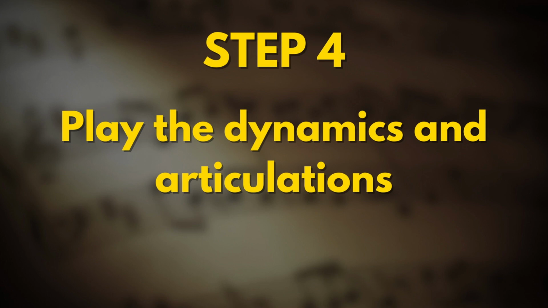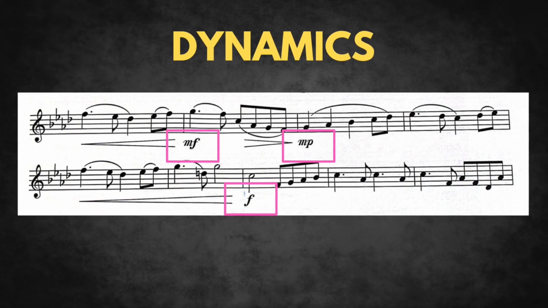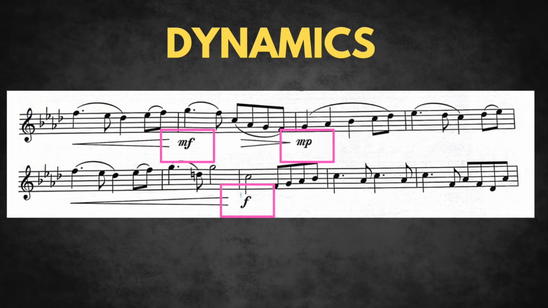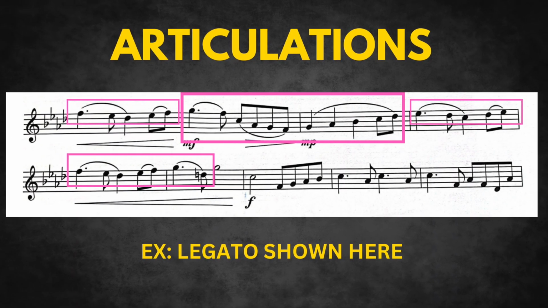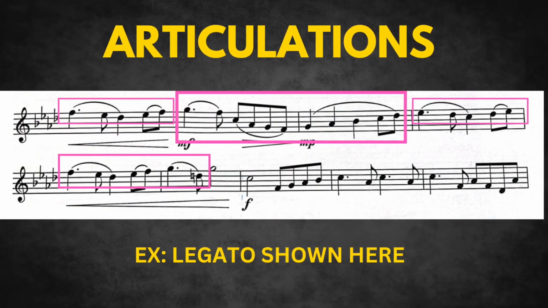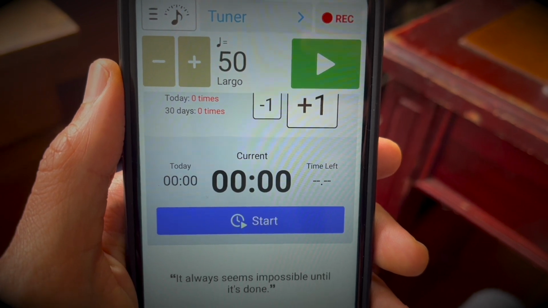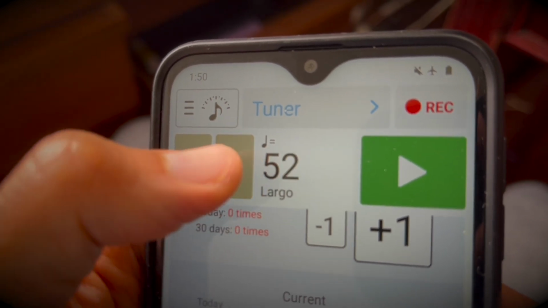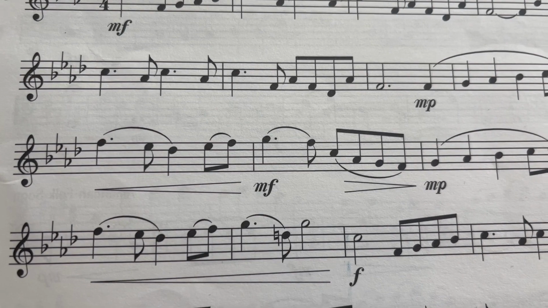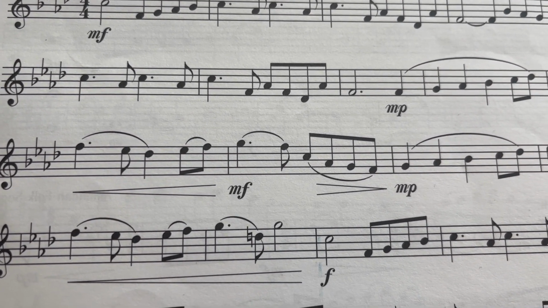Step 4. Play the dynamics and articulations. Now that you can confidently handle the rhythm and notes, it's time to focus on bringing the music to life through dynamics and articulations. Take a look at the piece of music here. You'll notice certain parts where you need to play at different dynamics, indicating the volume or intensity of the music. Additionally, there are specific passages that require different articulations, which define how each note is played, such as legato here. As before, use a metronome and play the music at a slow tempo, gradually increasing the speed as you become more comfortable. Pay attention to the dynamics and articulations indicated in the song, and try to play them accurately.